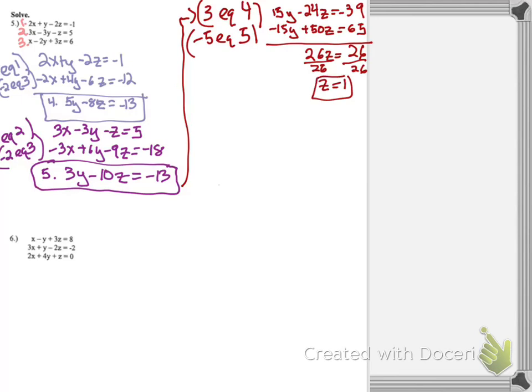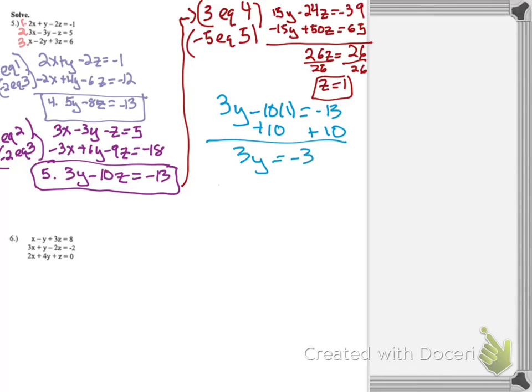Now that we have that value, we can substitute that back into one of the equations, either 4 or 5, because it's already down to 2 variables. So I'm going to go to equation 5. And so with equation 5, we have 3y minus 10 times my value of z equals negative 13. I'm going to add 10 to both sides. I end up with 3y equals negative 3. Divide by 3. y equals negative 1.